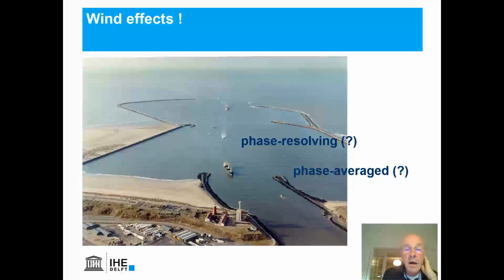Well, on a large harbor like this, there might be some wind effects, but typically at this scale, we do not really care about the little bit of extra generation of wind. We're mostly interested in how the waves propagate, given the offshore wave conditions. So in such a model, you would use a phase resolving approach.